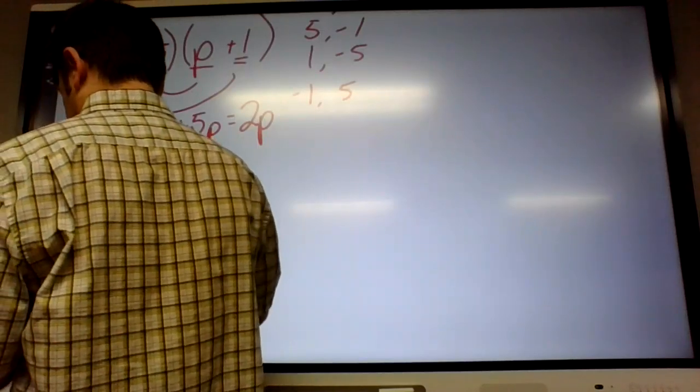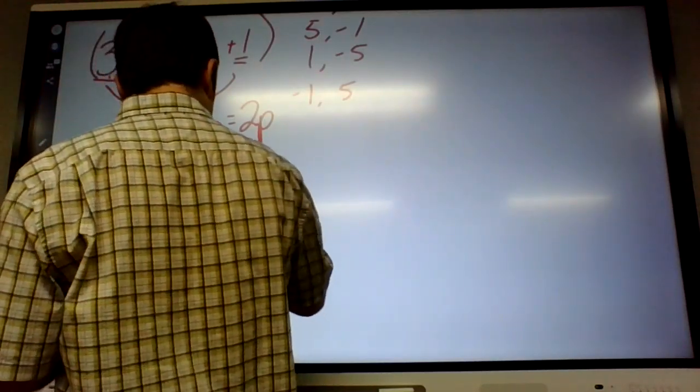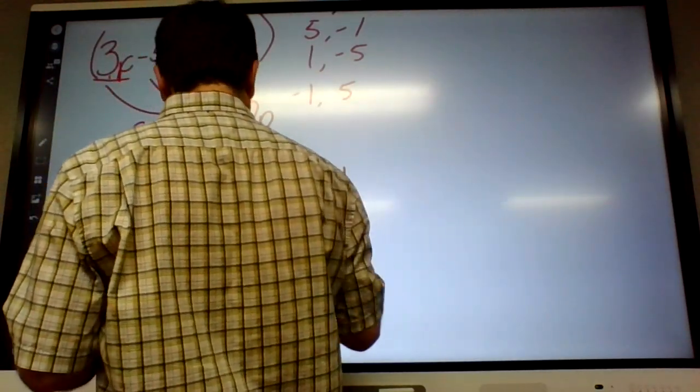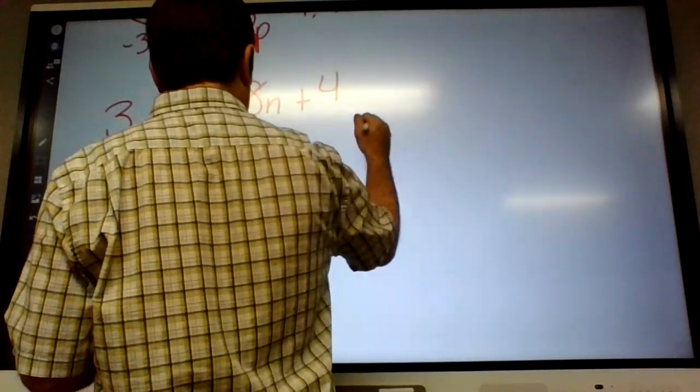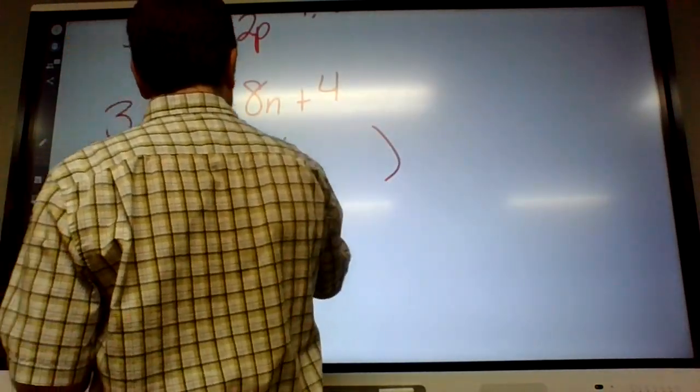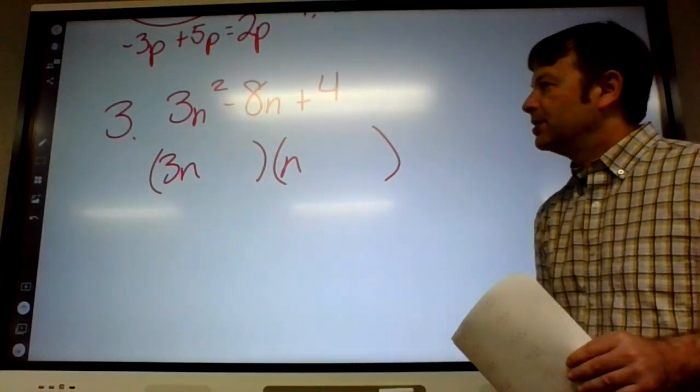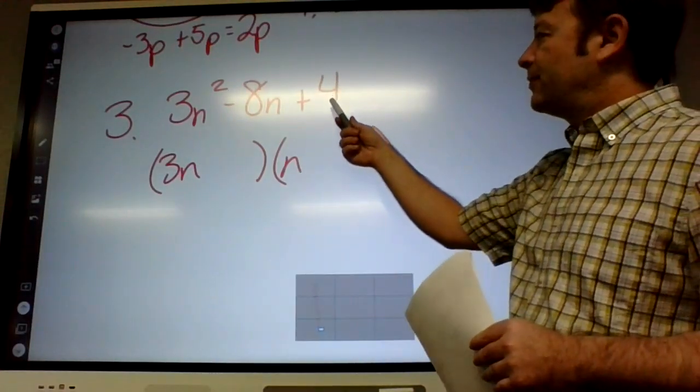Number 3, here we go. Jumping in. Okay, what's going to go on the front? 3n and n. Okay, what goes into 4?